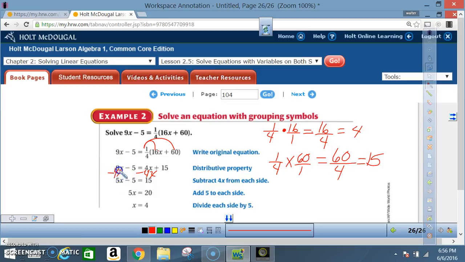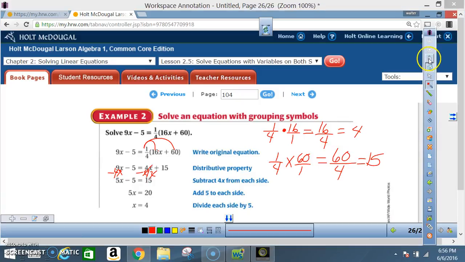All right, now what's 9x minus 4x? That's 5x. I bring down the negative 5. 4x minus 4x, that's 0. So now that cancels out. And then I bring down the positive 15. So now I have 5x minus 5 is equal to 15.